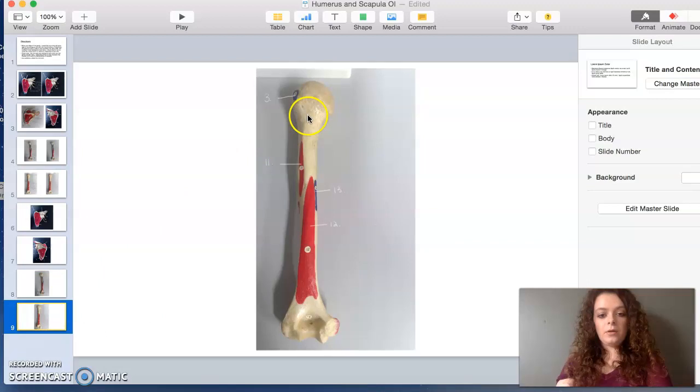And then on the posterior aspect, over here at number 3, we are going to have the insertion for the teres minor. And at number 13, we are going to have the insertion for the coracobrachialis. And then at 11, we are going to have the origin of the lateral head of the triceps brachii. And at number 12, we are going to have the origin of the medial head of the triceps brachii. And that is all.